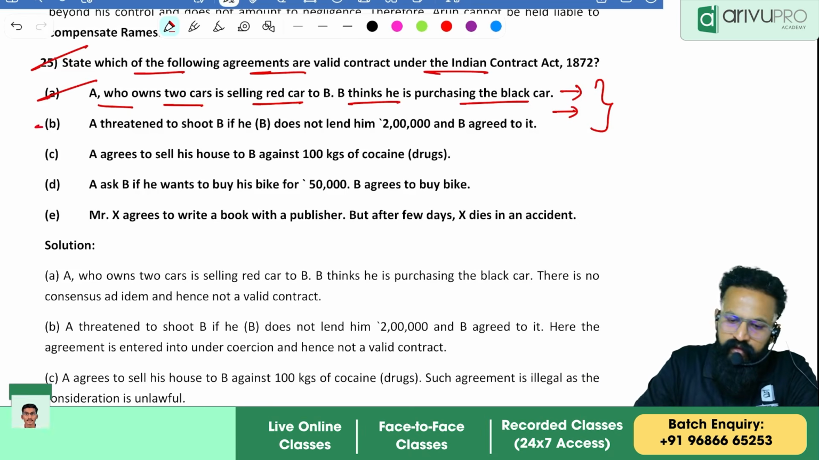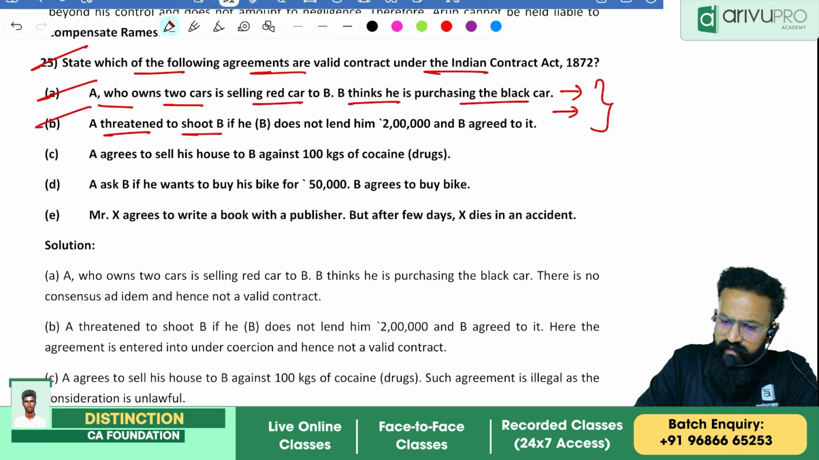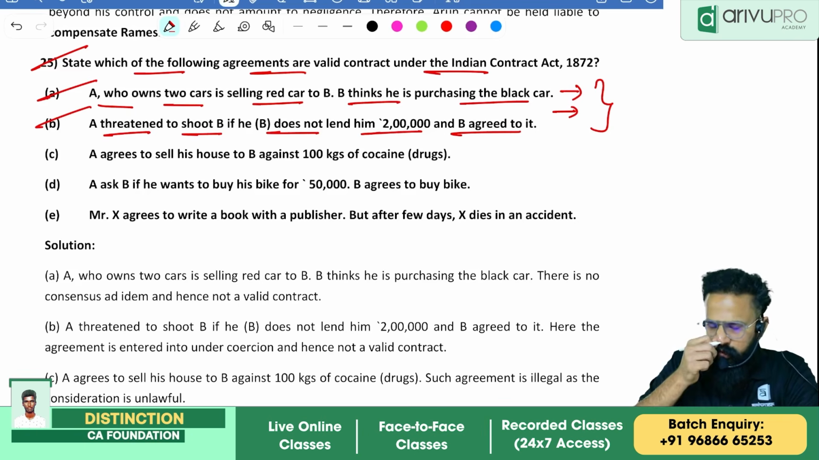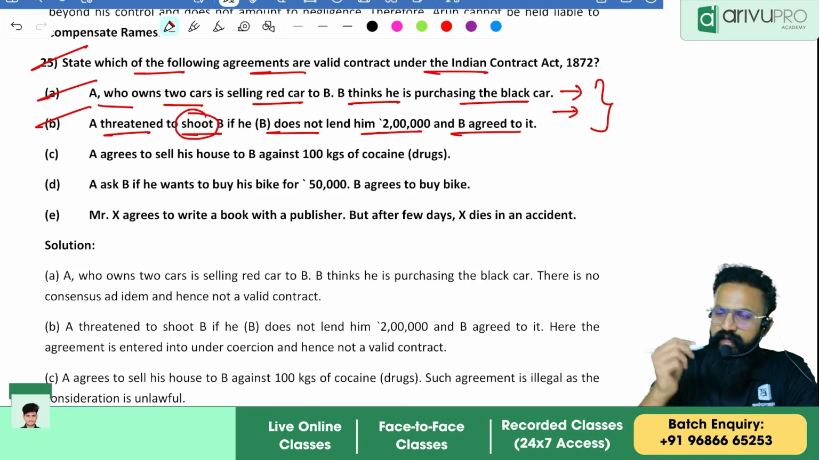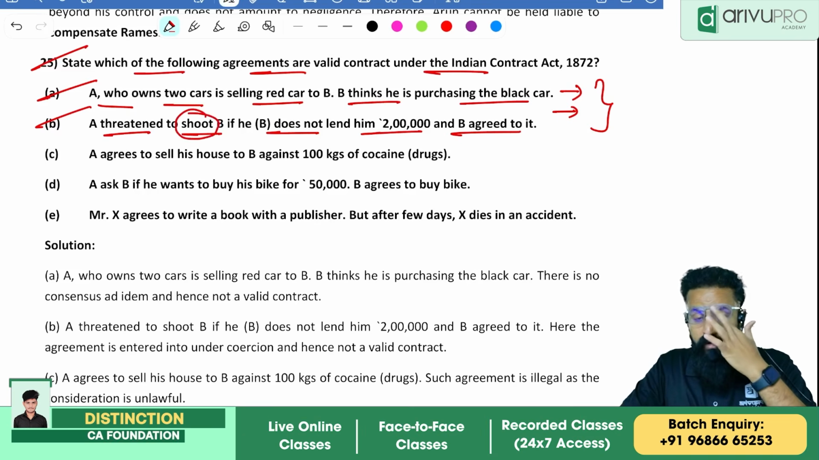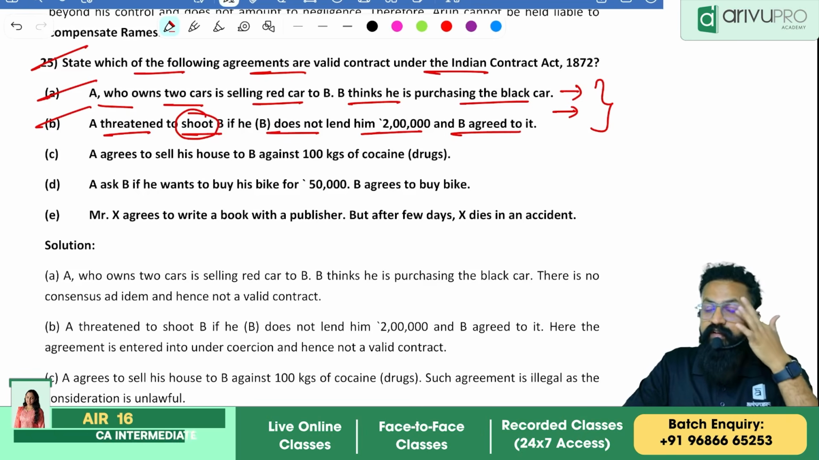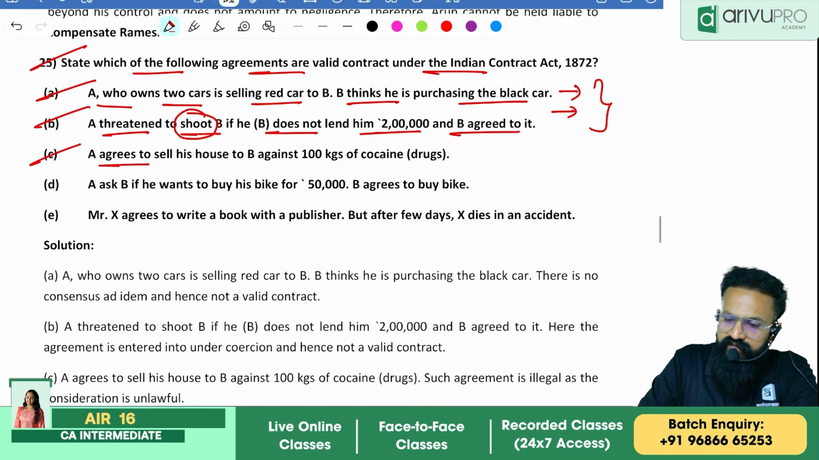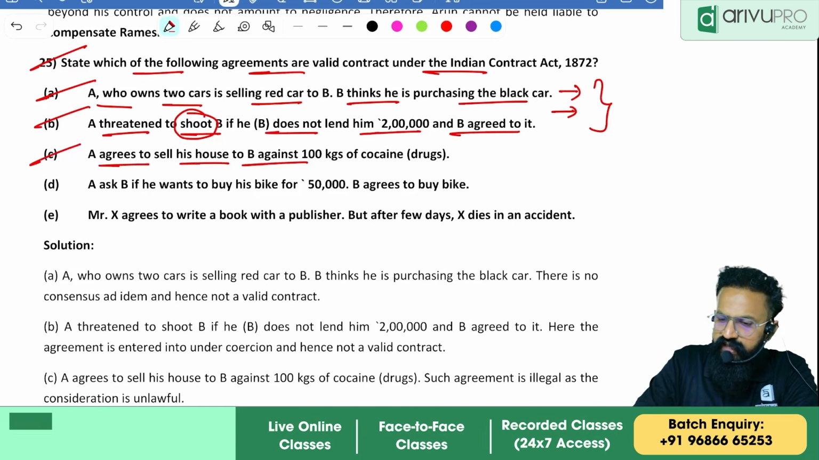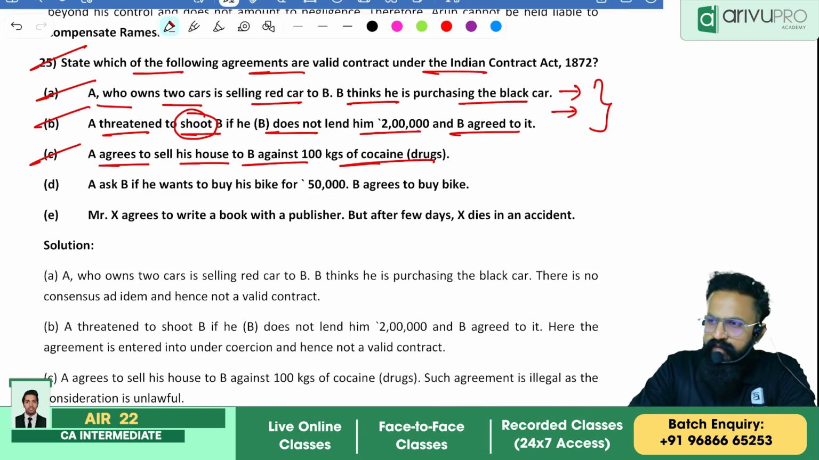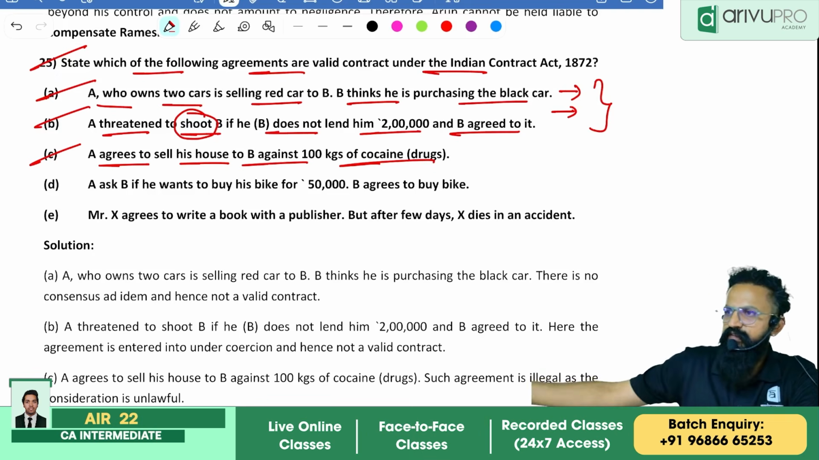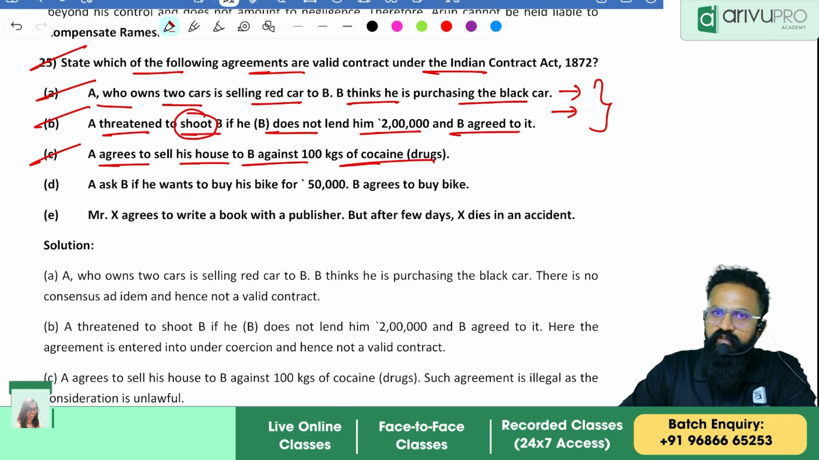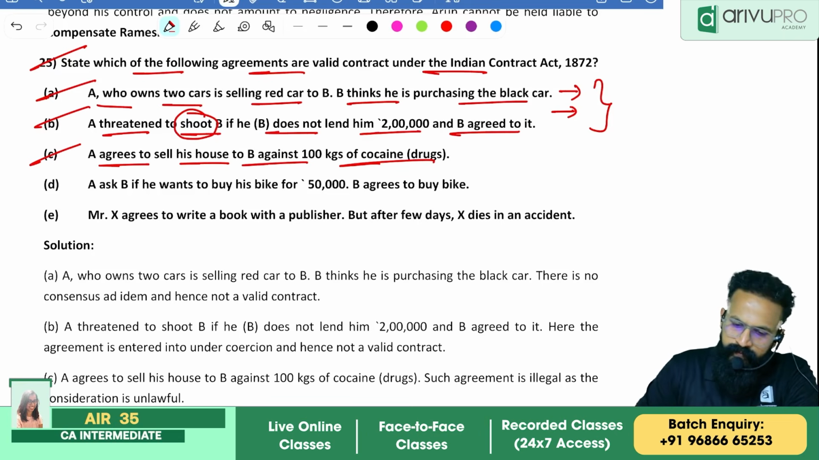A threatened to shoot B if B does not lend him 2 lakh, and B agreed to do it. Shooting can be considered as something which is forbidden or prohibited under the IPC, and hence it is coercion. So it is a voidable contract. A agrees to sell his house to B against 100 kgs of cocaine. Cocaine is unlawful. Lawful object, lawful consideration. I can consider this consideration as unlawful, and because of that the contract is void.